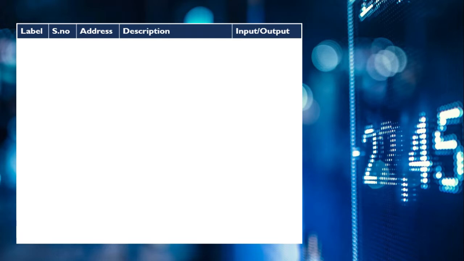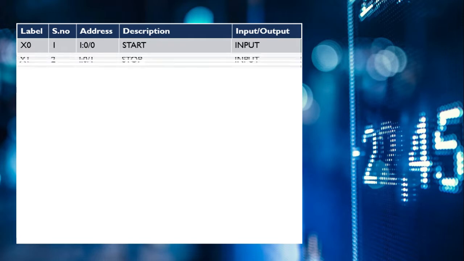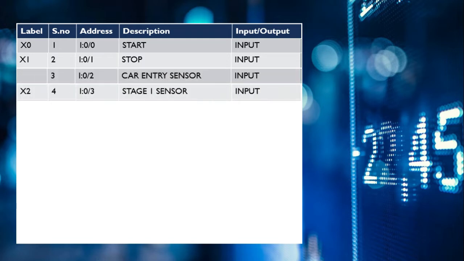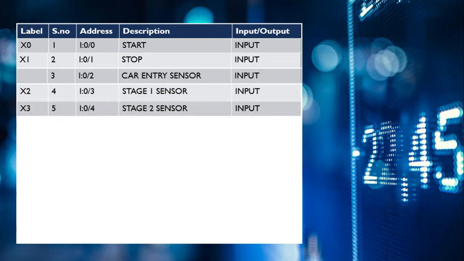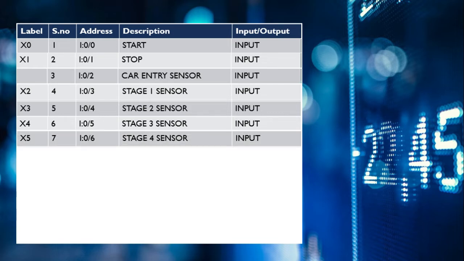So here is the list of inputs and outputs. We will be using a reference for our PLC diagram. As we can see, X0 is assigned for the start button as an input, X1 for the stop button as an input, X2 for the stage 1 sensor in the soapy water sprinkler as an input, X3 for the stage 2 sensor in the brusher as an input, X4 for the stage 3 sensor in the clean water sprinkler as an input, and X5 as the stage 4 sensor in the dryer as an input.